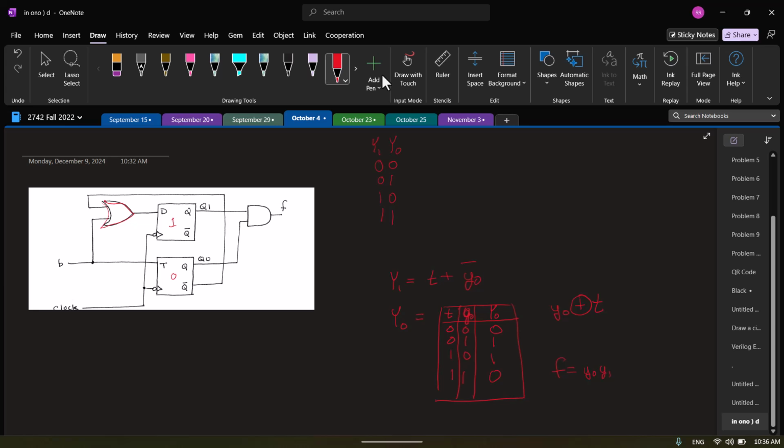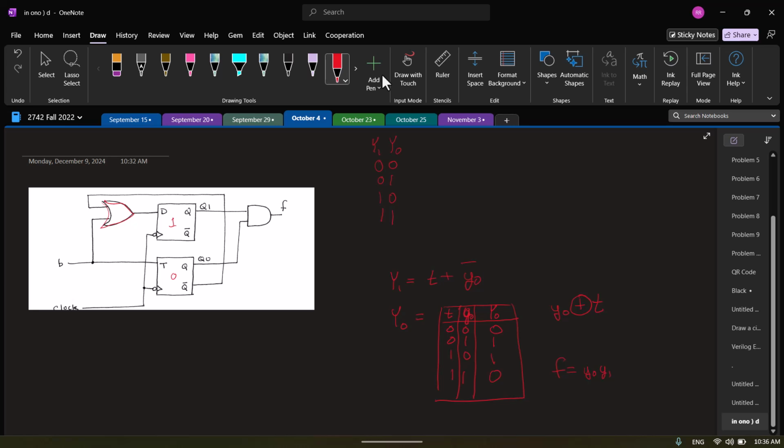I'm going to check that. Let me just double check that. That looks right. That looks right. That looks right. Yep. Okay.